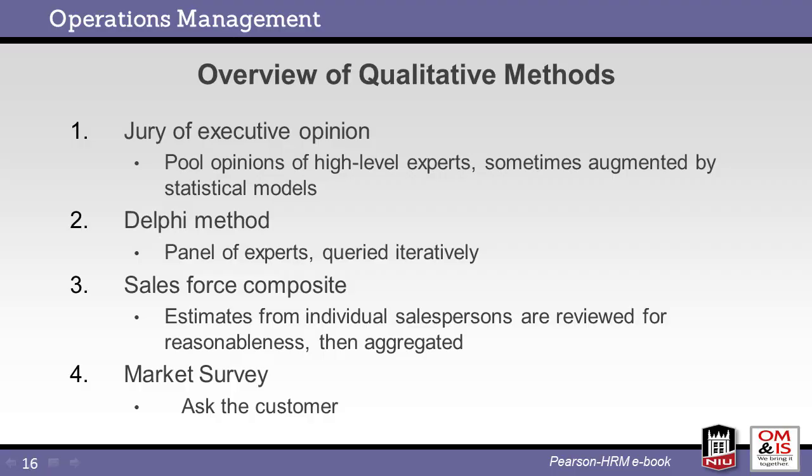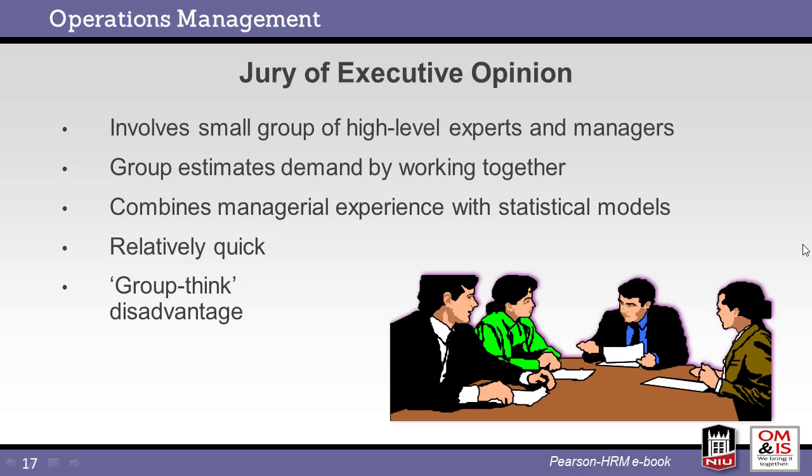A number of common qualitative methods are used. We will discuss each in more detail. A common qualitative method is the jury of executive opinion. Small groups of experts and managers work together to create estimates. This is a quick process but may suffer from groupthink, where individuals are afraid to express differing opinions.